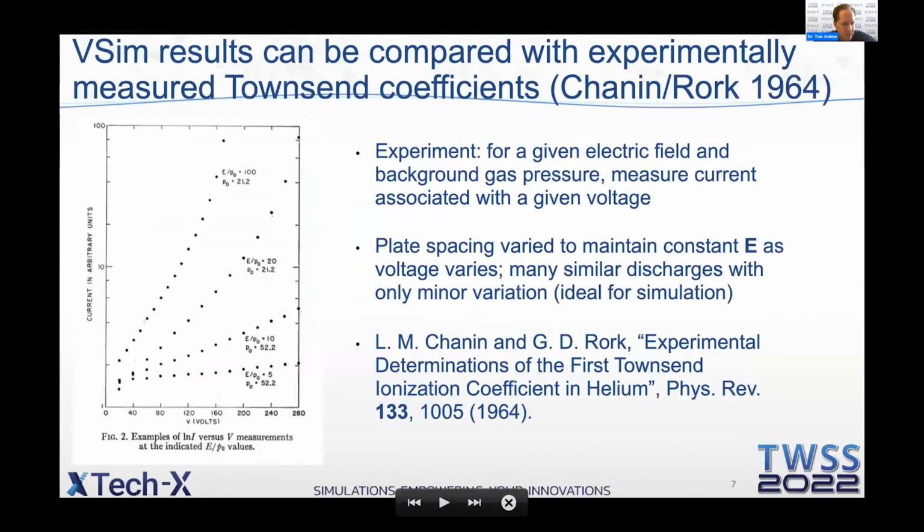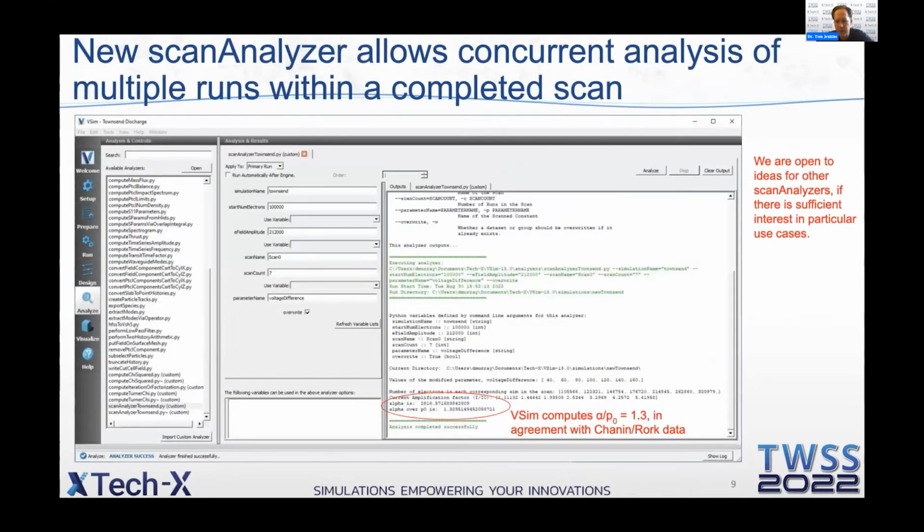Essentially what we're doing is we're fitting an exponential to this curve and seeing what parameter best characterizes that exponential growth. And when we do that, we get quite good agreement with the data that's presented in this 1964 paper. The alpha being the Townsend coefficient divided by P naught, the pressure, comes in at 1.3, just as is predicted in the paper.